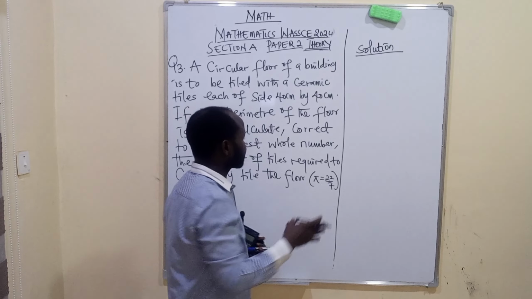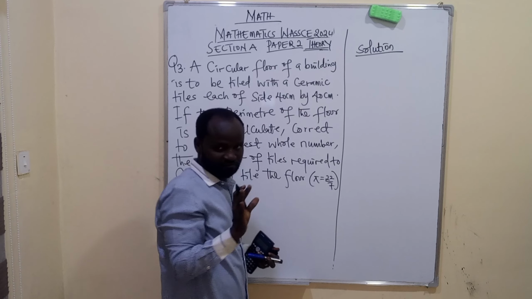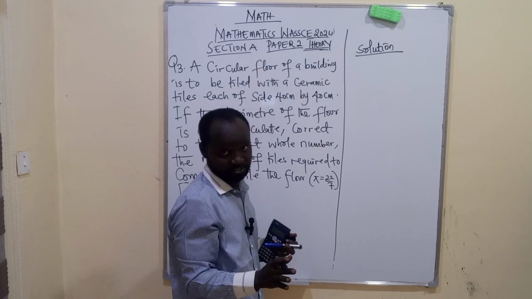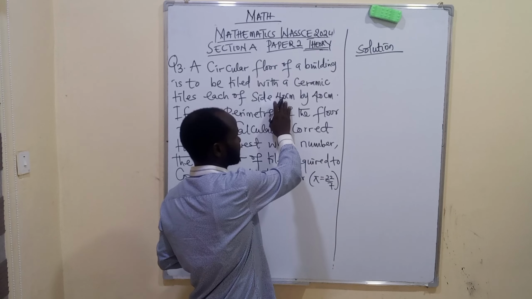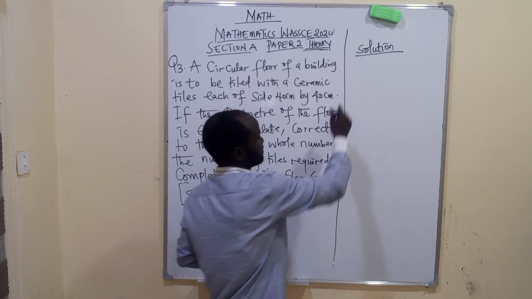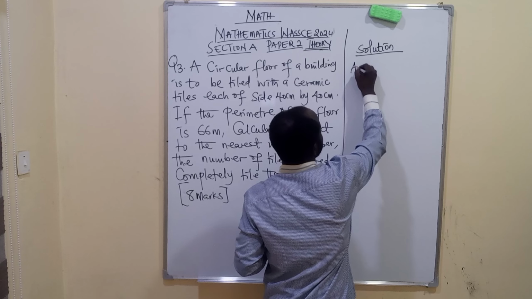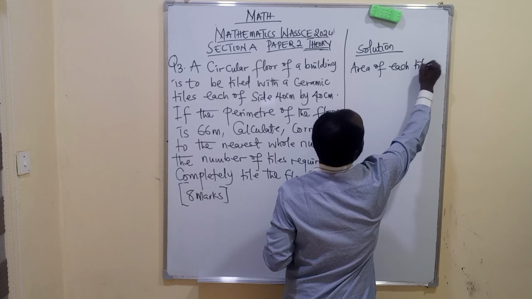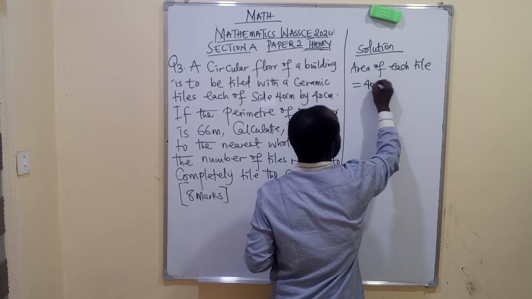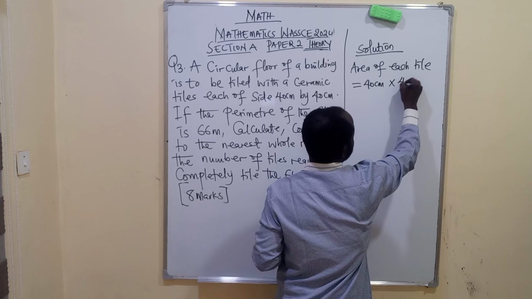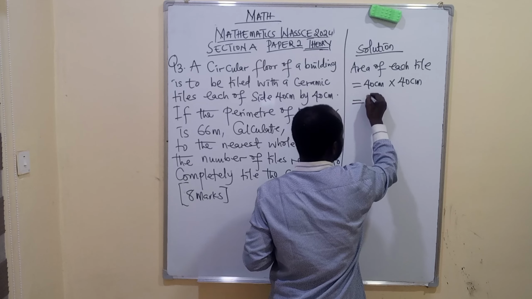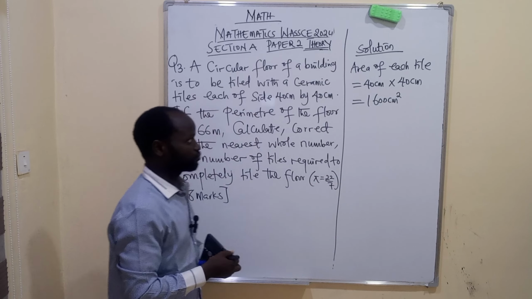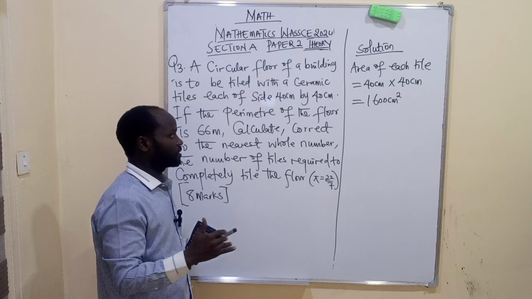So the first thing for us to do is find the area of each tile. Since the tiles measure 40 cm by 40 cm, to find the area we multiply 40 times 40. So the area of each tile will be 40 cm times 40 cm, and that will be 1600 centimeter square. So this will be the area of each tile.